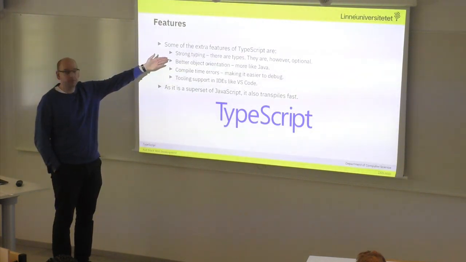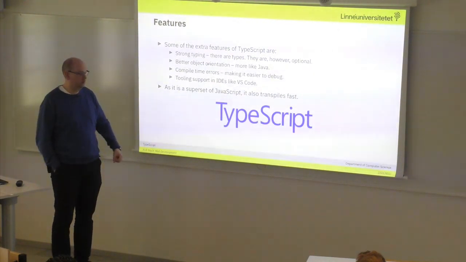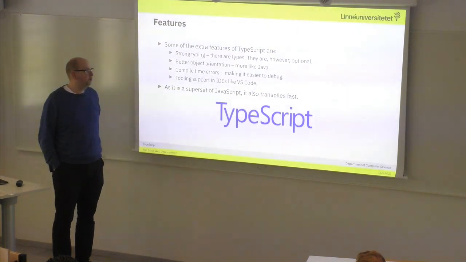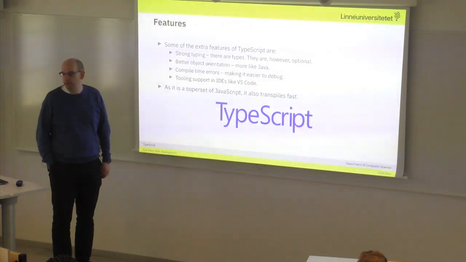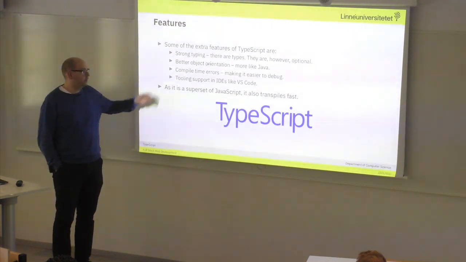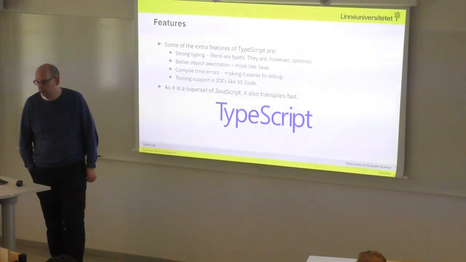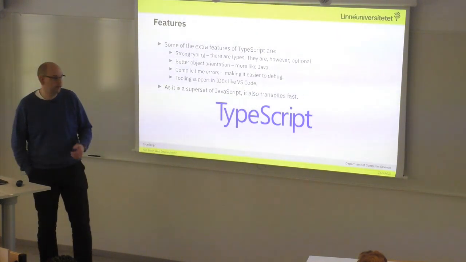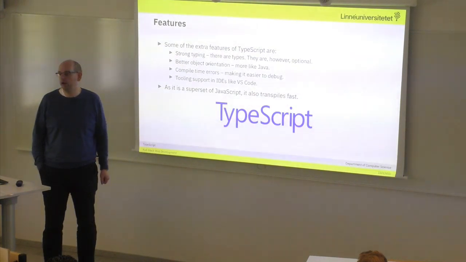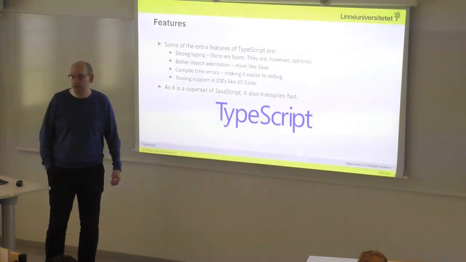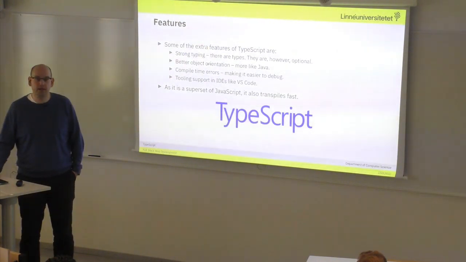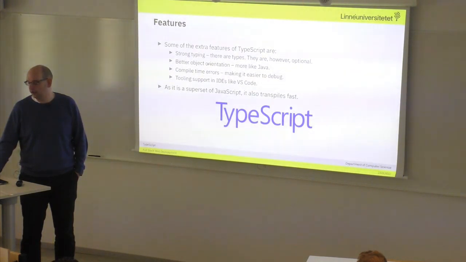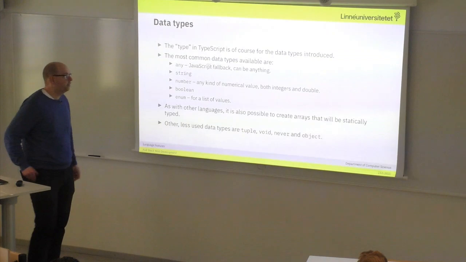Stronger typing, we have types. It's called TypeScript. Better object orientation. Compile time errors because of this, making it easier to debug, easier to find all the errors, and it's got great tooling support in, for example, VS Code. Both VS Code and TypeScript are from Microsoft, so they work very well together. And as it is a superset of JavaScript, it transpiles really, really fast, faster than other languages would have done.